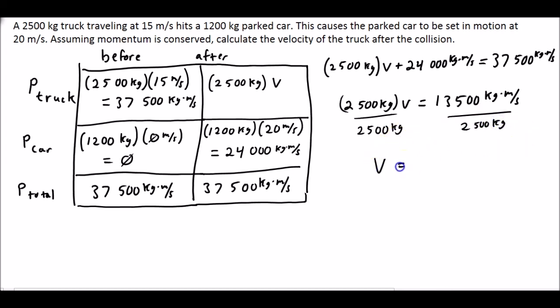And so velocity is equal to 5.4 meters per second, kilograms cancels out. And we have a positive number, so we don't have to worry about changing direction. It's the same direction as the car.